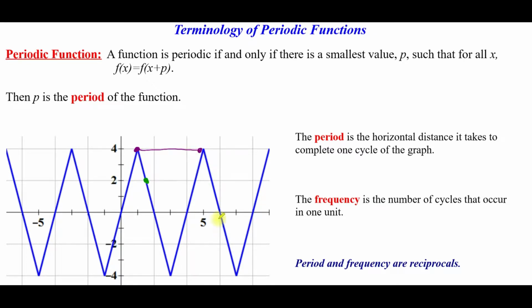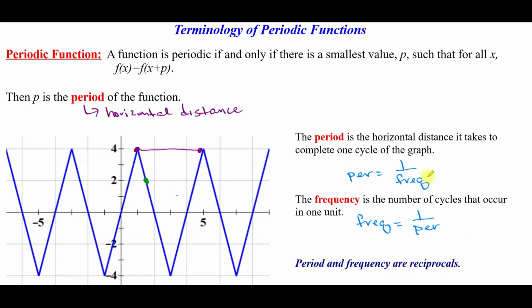So remember that horizontal distance is referred to as the period. So my period is a horizontal distance. And then we can also talk about the frequency. The frequency is the number of cycles that occur within 1 unit. The easiest way to think about the frequency is that the frequency is just 1 over my period. Period and frequency are reciprocals of each other, so we can also say that the period is 1 over the frequency. So if we know one, either the period or the frequency, we can get the other one by just taking its reciprocal or flipping it.